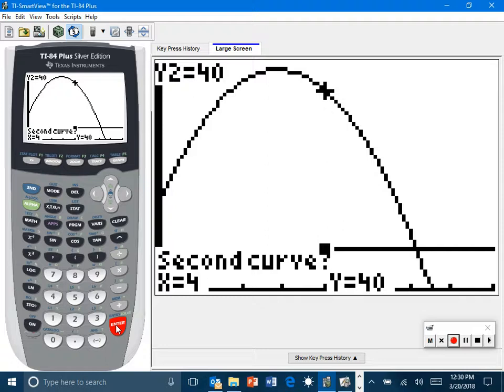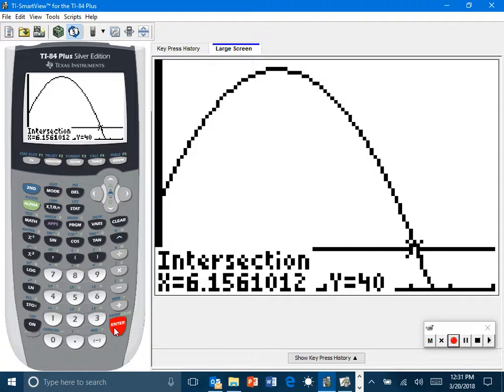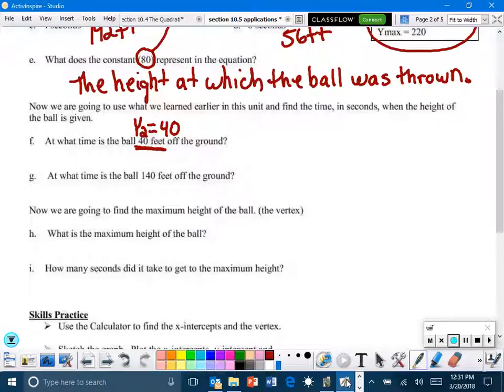1, 2, 3. So it took 6.16 seconds, I'm going to round it, for the ball to get to that spot, which is 40 feet off the ground. Okay, so we're going to say 6.16 seconds.